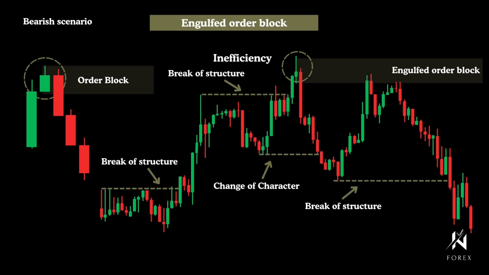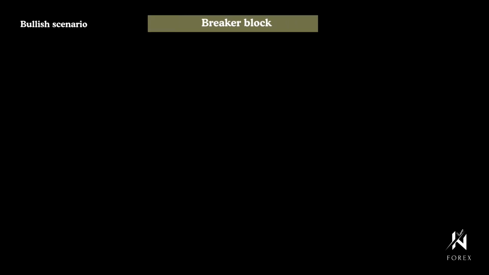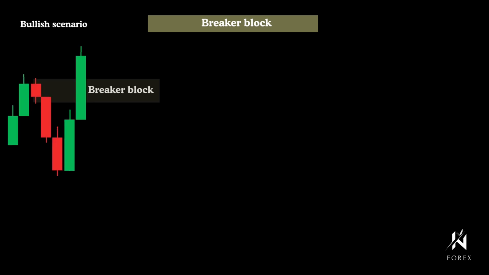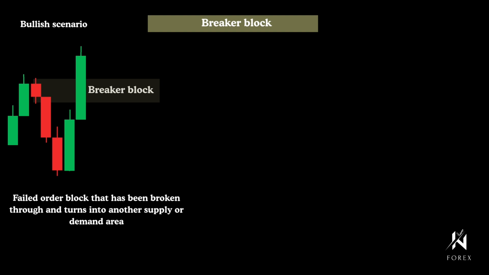In this particular scenario, it's more accurate to treat it as an engulfed order block, considering the full candle body as the key area of interest rather than just the wick. Breaker block, explained. A breaker block represents a previously valid order block that fails to reject price and instead gets broken through. Once breached, it transforms into a new supply or demand zone, depending on the direction of the breakout.